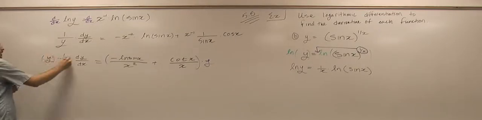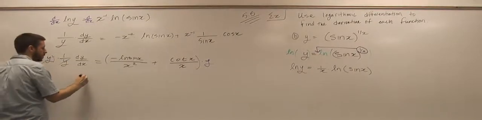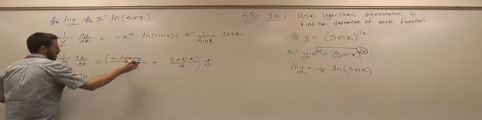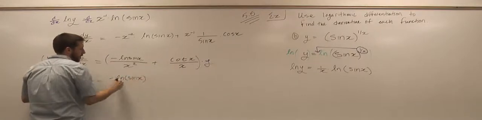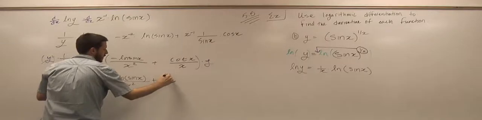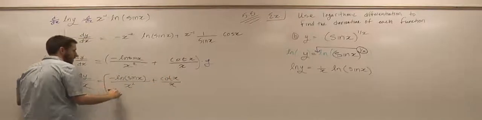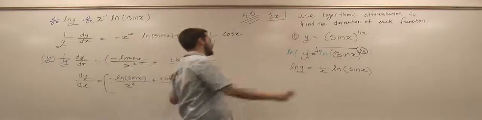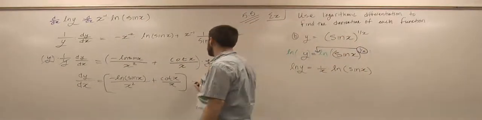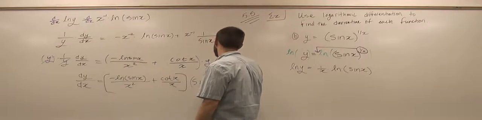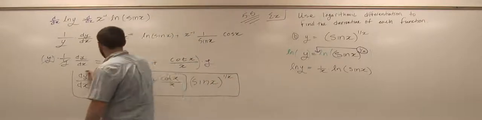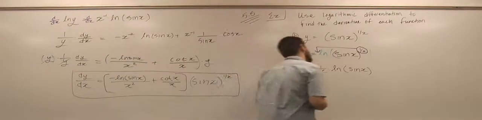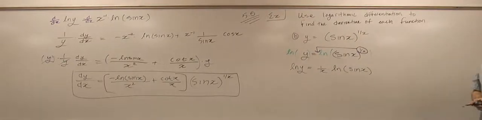So the y will go away here, leaving me with dy/dx equals all this garbage multiplier here: negative ln sin x over x squared plus cotangent x over x, but then times what? Sin x to the 1 over x. If you run into a function that has a variable base and a variable exponent, you can derive it. It just takes a lot of effort.